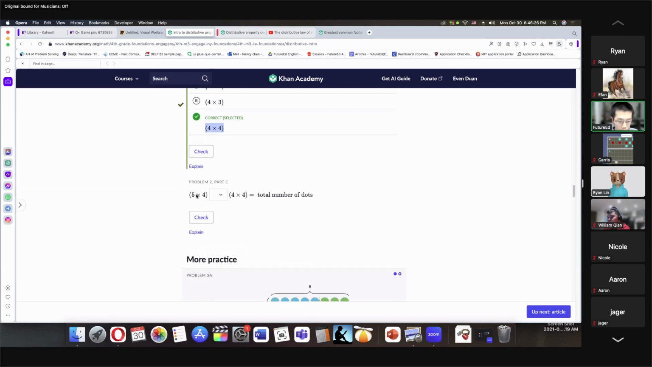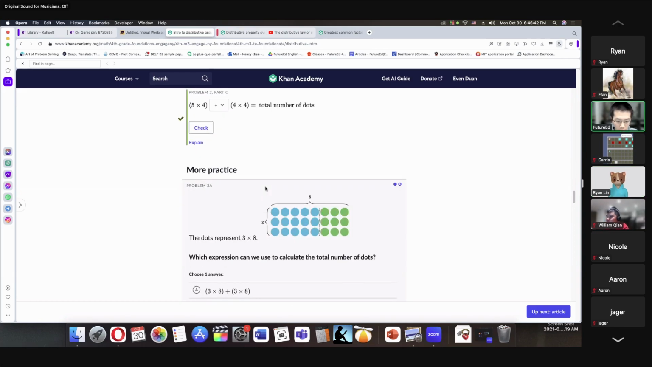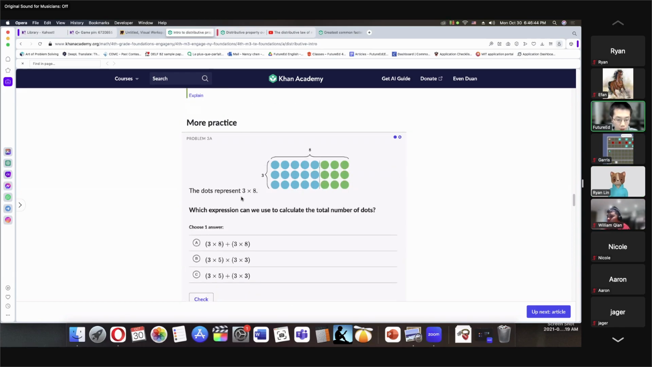And now we have 5 times 4 something 4 times 4 equals the total number of dots. What should this be? Is it an addition sign, multiplication sign, or subtraction sign? Addition sign. Okay, let's check it. That is correct. Thank you, Ryan, Lin. I'll choose someone else. Sorry again, Ryan.